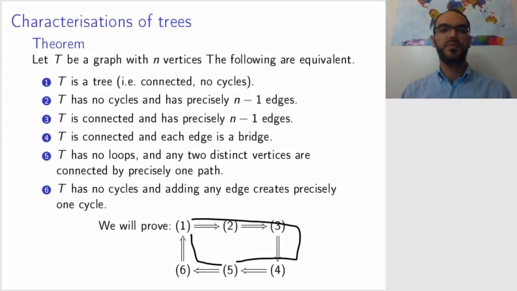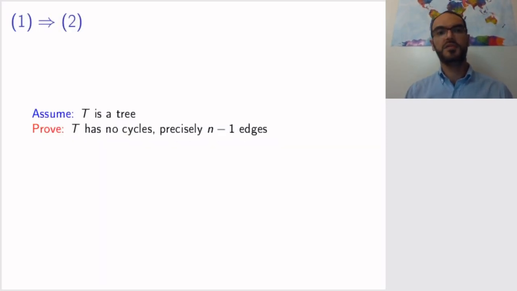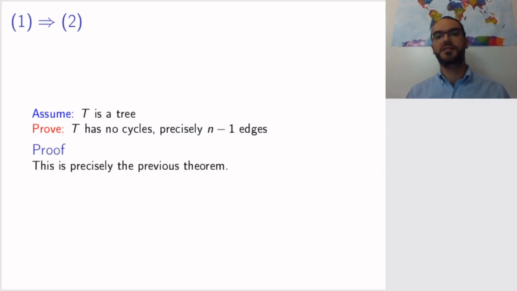So at each step, we need to prove that one statement implies the other. Let's start with 1 implies 2. So now we're only assuming that T is a tree, and we need to prove that T has no cycles and has precisely n-1 edges. Remember, n is the number of vertices. Since T is a tree, automatically it has no cycles by definition, and the theorem we just proved says that it has precisely n-1 edges. So we are done with this step.